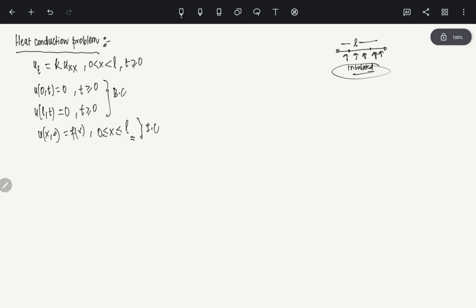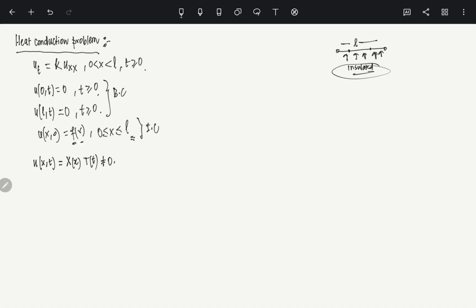If we assume the solution u of (x, t) looks like this: capital X of x times capital T of t, some function of x times a function of t, and let's say this is non-zero. Why non-zero? Because 0 is a solution of this equation and both boundary conditions, but 0 is not a solution of the initial condition. Of course it can be, provided f of 0 equals 0, but generally speaking we are not looking for the zero solution, we are looking for a non-trivial solution.